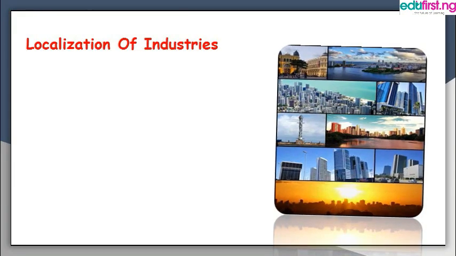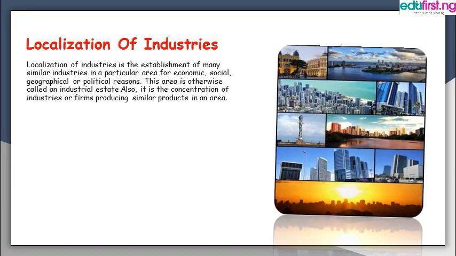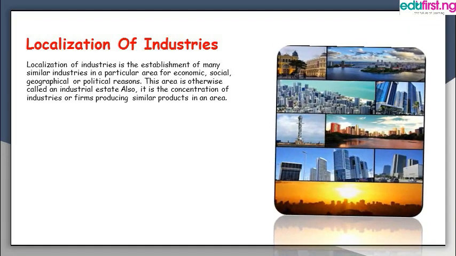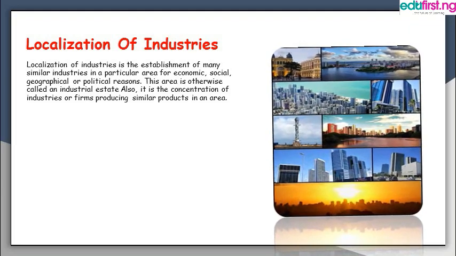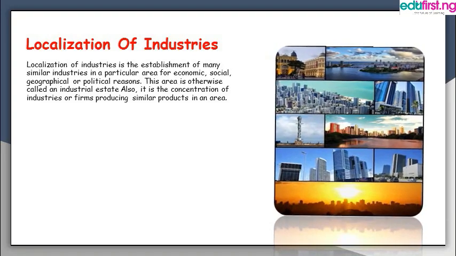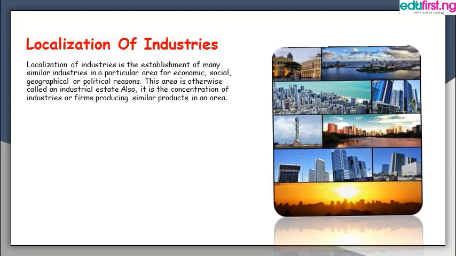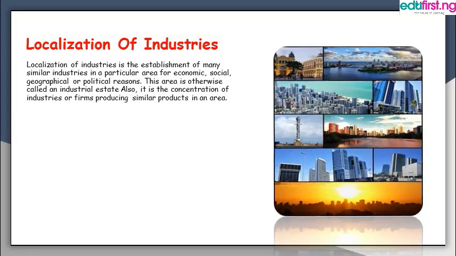Now, what do we mean by localization of industries? Localization of industries is the establishment of many similar industries in a particular area for economic, social, geographical, or political reasons. It is a concentration of industries or firms producing similar products in a particular area.